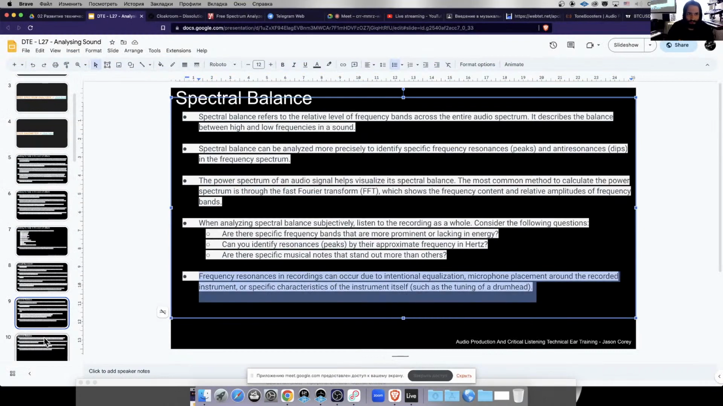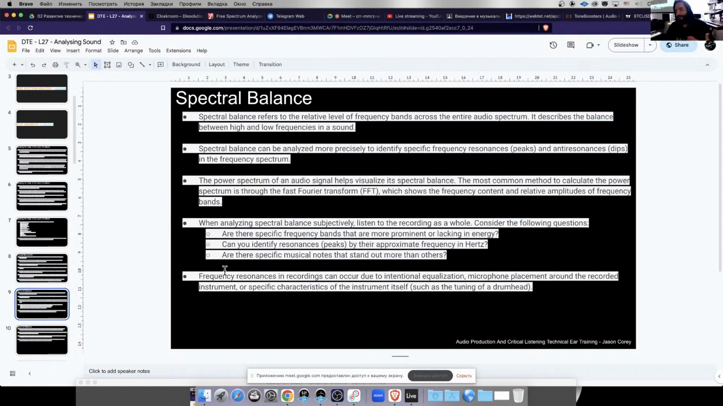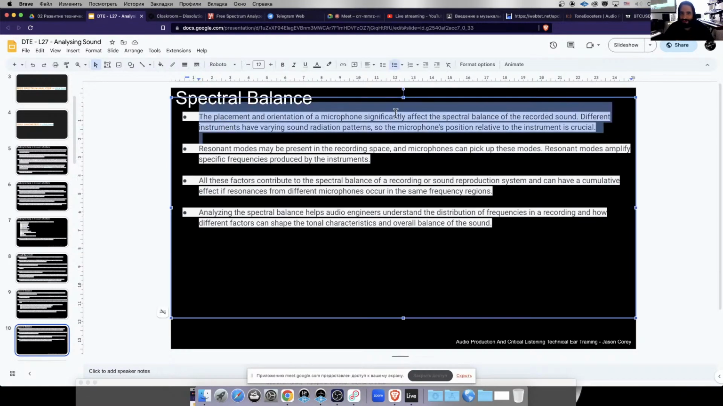Okay, so that's about placement and spectral balance. The next thing that the author goes on to explain is why these resonant peaks happen. It can be because of equalization, microphone placement. Excellent, microphone placement. That's my brain malfunctioning. Microphone placement, and some characteristics of the instruments themselves, like the Neumann, the U 87.